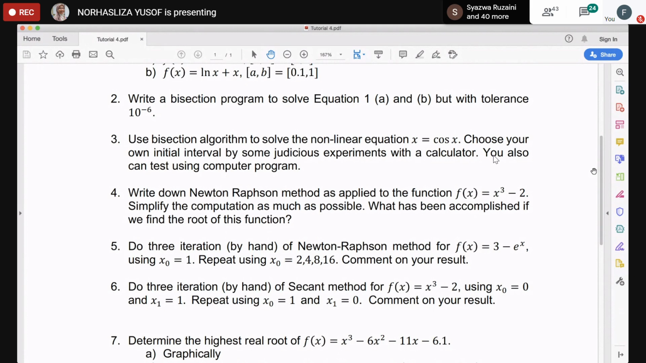For question number 6, now we use the secant method. Using the formulation given in the slide, you are going to solve the secant method by hand and plug in the two initial guesses. First you test x naught as 0 and 1, and then you reverse the values. When you reverse the values, you see whether your solution is the same or not. If the same, why? If it's not the same, also why? You have to answer that. That's what comment on your result means. Whenever you see in the question "comment on your result", it means you have to observe what the behavior is.